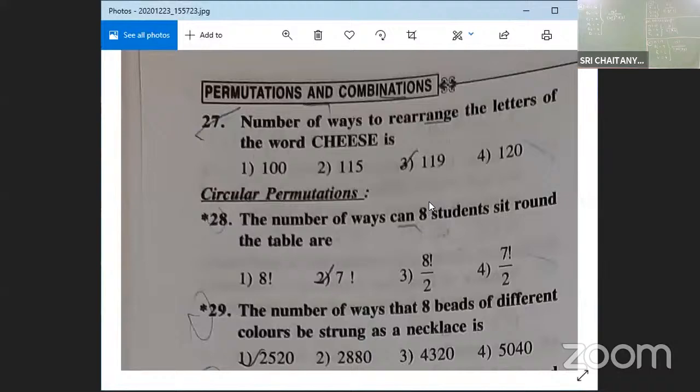Take down 27th one. I am repeating that 27th problem. 6 factorial. Number of letters is equal to 6. So 6 factorial by 3 factorial.